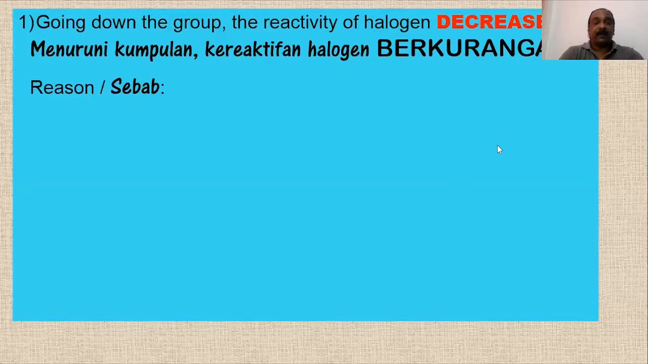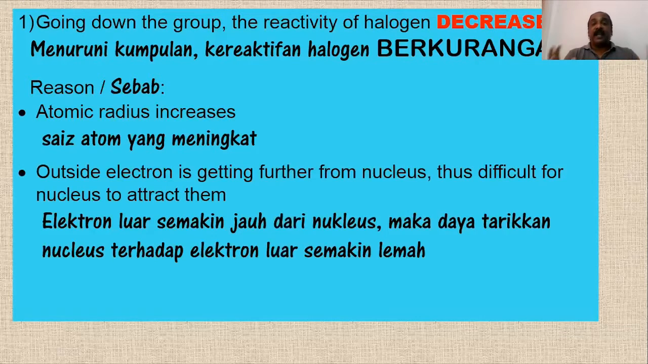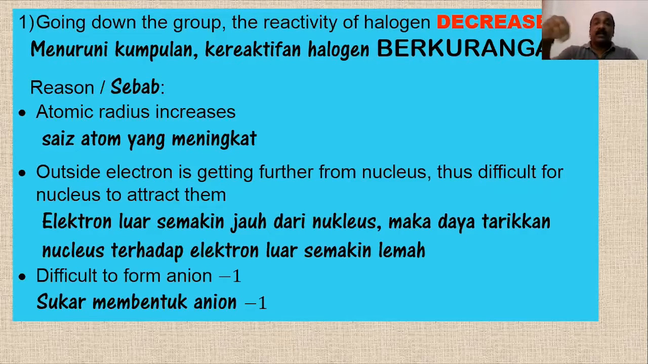So reason pertama, atomic radius increases. Sebab increases by one orbital one. So ini atomic radius increases. Next, outside electrons getting further away from the nucleus. So elektron di luar semakin jauh daripada nucleus. Maka daya tarikan mereka ke orbital paling luar sukar sedikit. So sukar untuk membentuk charge negatif ini, 1 minus, ion ini. So jadi kalau sukar membentuk ion bercharge 1 minus, then sukar untuk mengambil bahagian in chemical reaction.